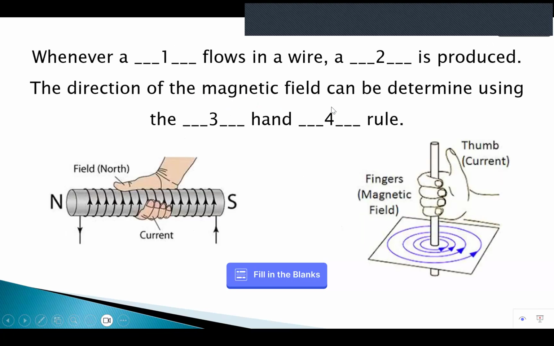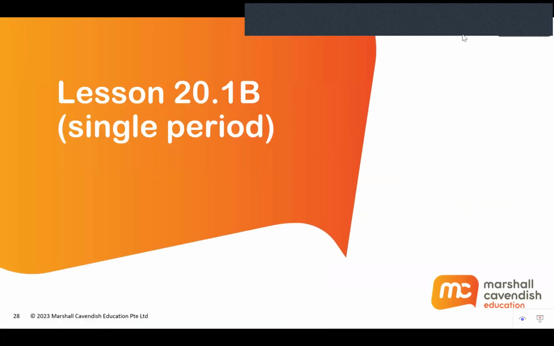So, summary: whenever a current flows in a wire, a magnetic field will be produced. The direction of the magnetic field can be determined by using the right-hand grip rule. I will stop here for the first part. In the second part of the video, we will go through some of the uses of electromagnets.